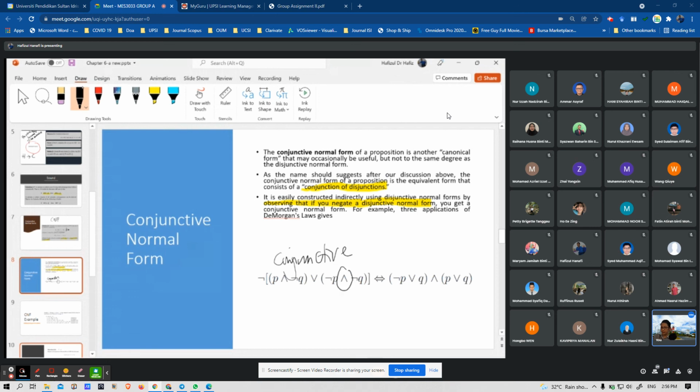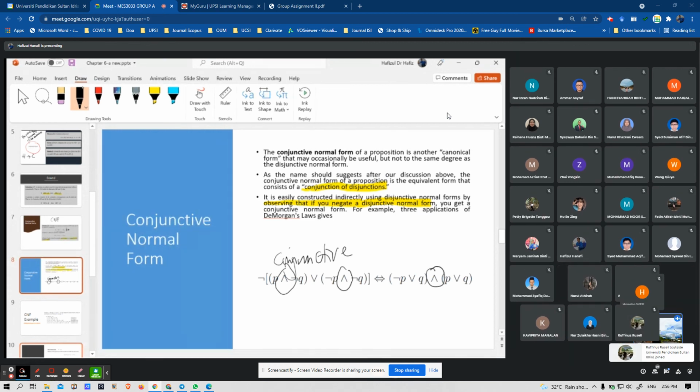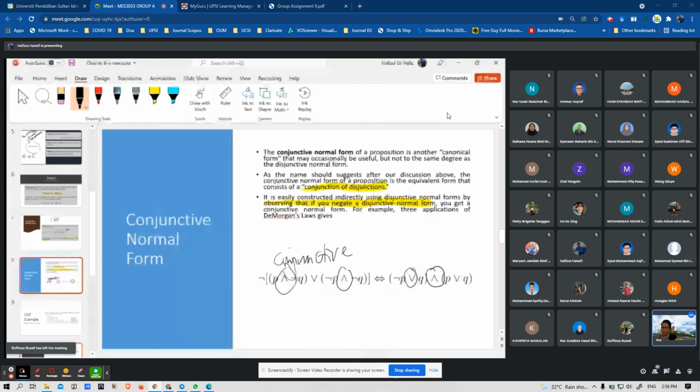Conjunctive is similar, you put the conjunctive by this disjunctive here, the operation here, you compound the two propositions. Okay, do you have any questions?